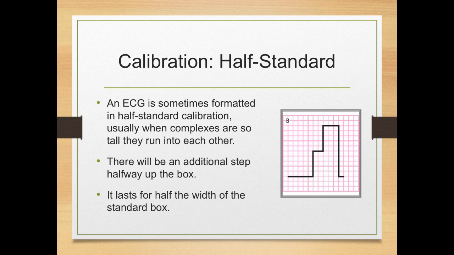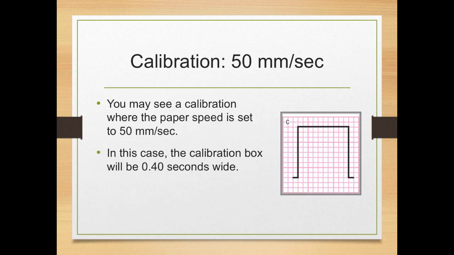So when we are applying our typical criteria to interpret the amplitude of complexes, we have to take into account that these complexes are half the amplitude that they actually are. So this half step tells you that these complexes are half the size that they actually are. That was for when complexes are too tall, with too much amplitude, and we have to shrink them down a little bit.